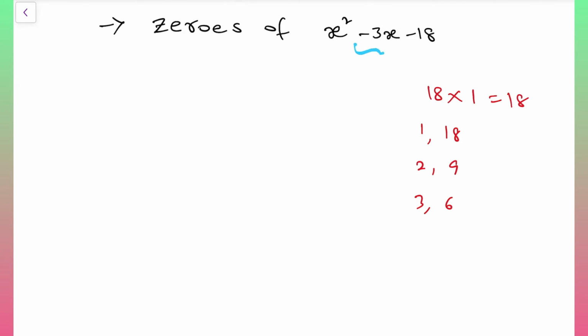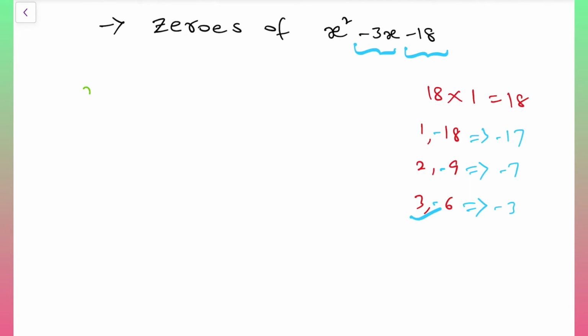If the middle term as well as the last term are both negative, I repeat, if the middle term as well as the last term are both negative, in the pair the biggest number should be negative. 1 18, biggest is 18, right? So it should be negative. 2 9, 9 is biggest, right? It should be negative. 3 6, 6 is biggest, right? So it should be negative. Minus 18 plus 1 is minus 17, minus 9 plus 2 is minus 7, minus 6 plus 3 is minus 3. But the middle term is minus 3, right? So this last one is the correct pair.